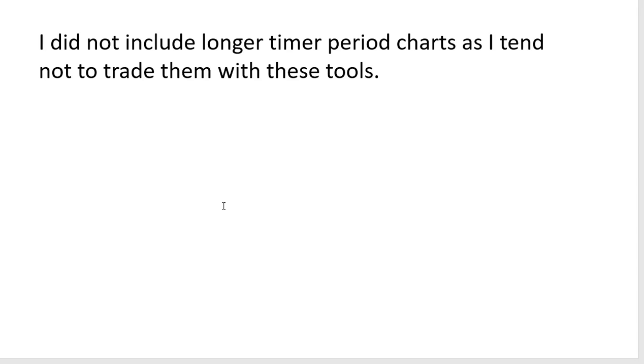So again, I didn't really include longer time period charts because I tend not to trade those. I said I'm an order flow trader. I'm trying to get in and out as fast as I can with as much as I can. I'm not interested in trading a 5-minute chart, a 10-minute chart, a 15-minute chart.